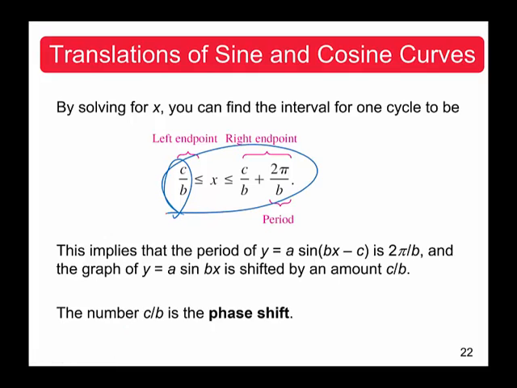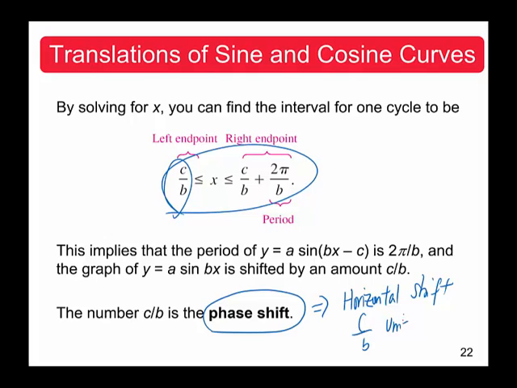So basically solving that. And the number c over b is called the phase shift, meaning shifting to the right c over b units. Phase shift basically says that it's a horizontal shift of c over b units to the right. Very similar idea to the transformations discussed in chapter 2, but the convention is called phase shift of c over b units.